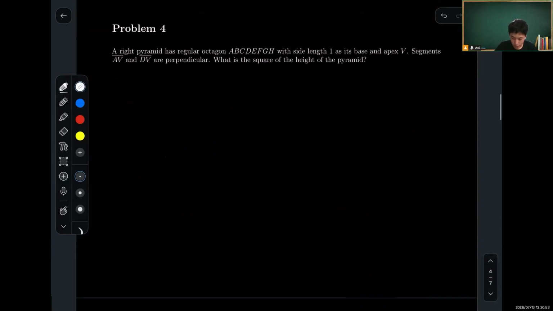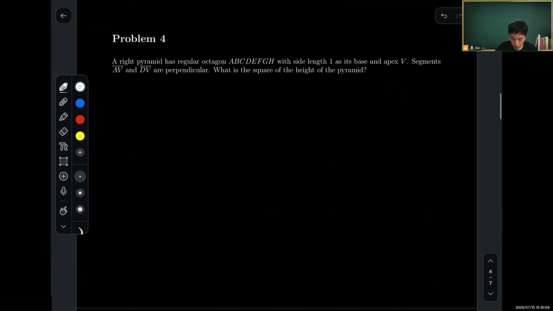Next and last problem. We are given a regular octagon. Let's draw it. So we're only showing part of the octagon, but we have already covered A and D. And we know there is an apex. So we're to find the height of the radius. Remember, when we're trying to find the height, we will analyze it using a 2D graph.